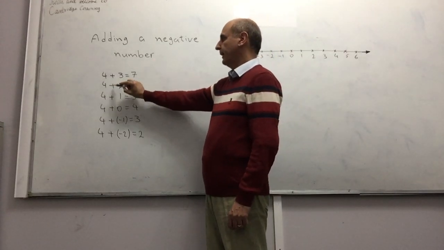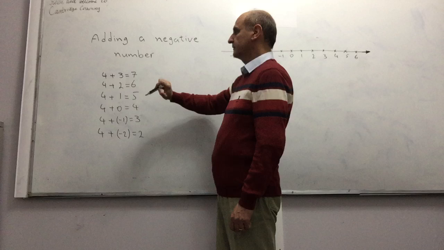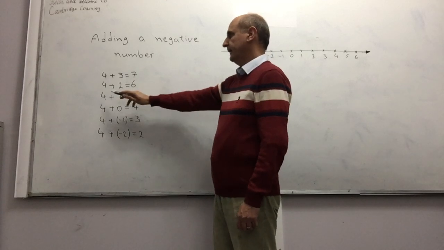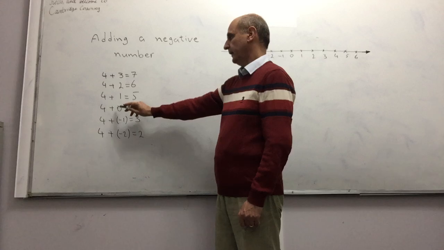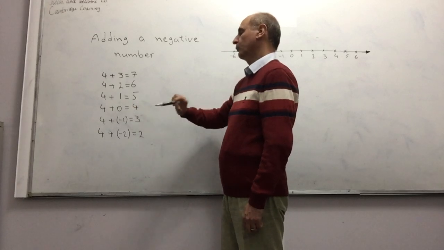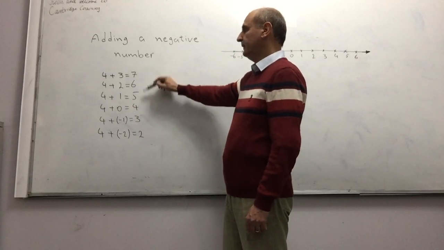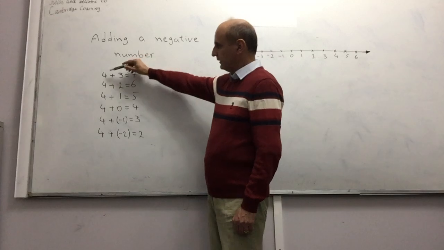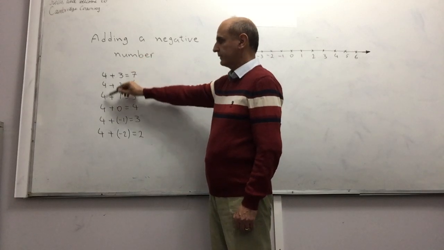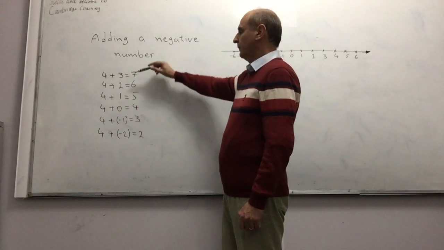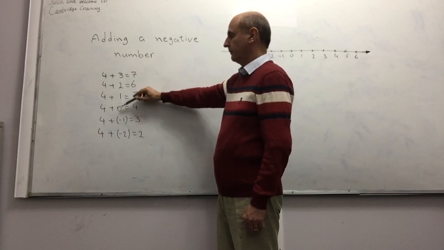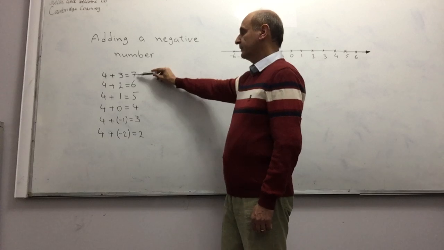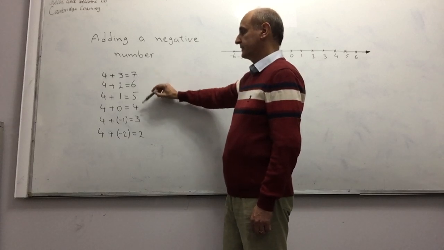Then adding 4 and 2 gives us 6. Adding 4 and 1 gives us 5. 4 and 0 gives us 4. So what's happening here? We are keeping the first number as 4, but the second number is going down. And as this happens, the answer also goes down by the same amount.